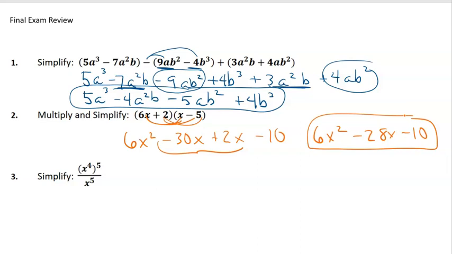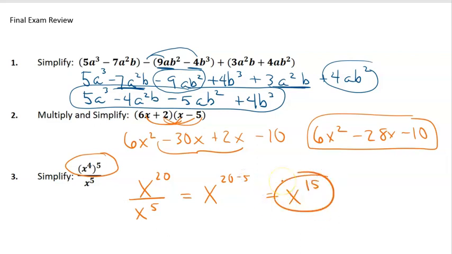All right? You've got to know your properties or your laws of exponents. One of the rules is when you have a power to a power, like we have in the numerator, you multiply exponents. So that's x to the 20th divided by x to the 5th. Then you have a rule that when you divide the same base, you subtract exponents. So that's x to the 20 minus 5, which we know is x to the 15th power.